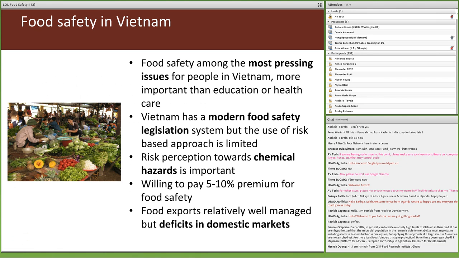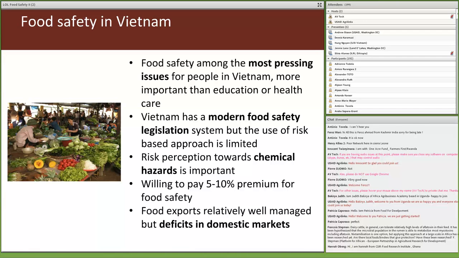Actually, it's very timely to talk about food safety in Vietnam because, if you are in Hanoi, you can see a great atmosphere of the New Year, the Lunar New Year of Vietnam and China, coming up in 2 days, in fact, and most of the Vietnamese are on holiday now. But food safety is important for them. One recent research by USAID showed that food safety is the most pressing issue for the Vietnamese population. It is even more important than education and healthcare for them.